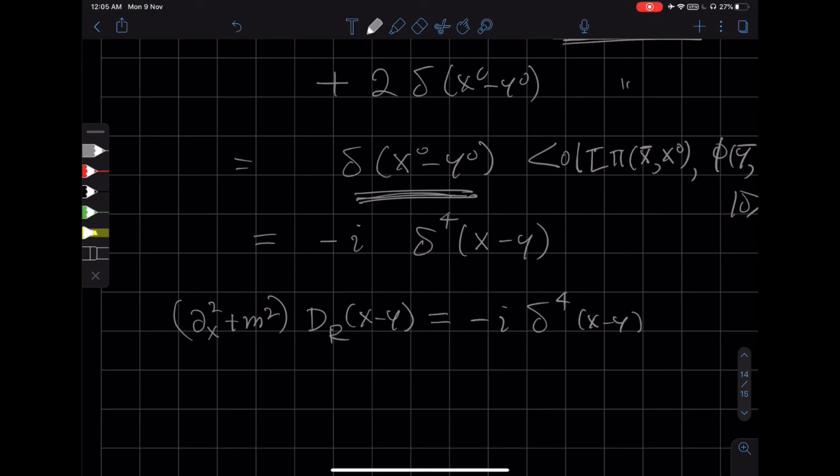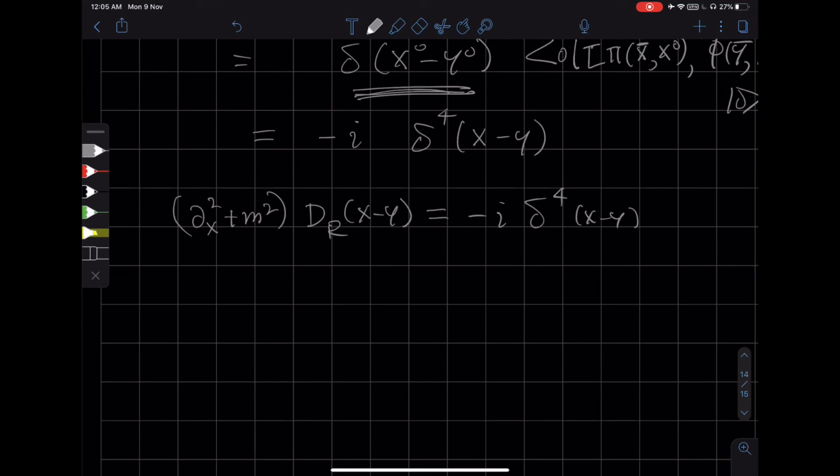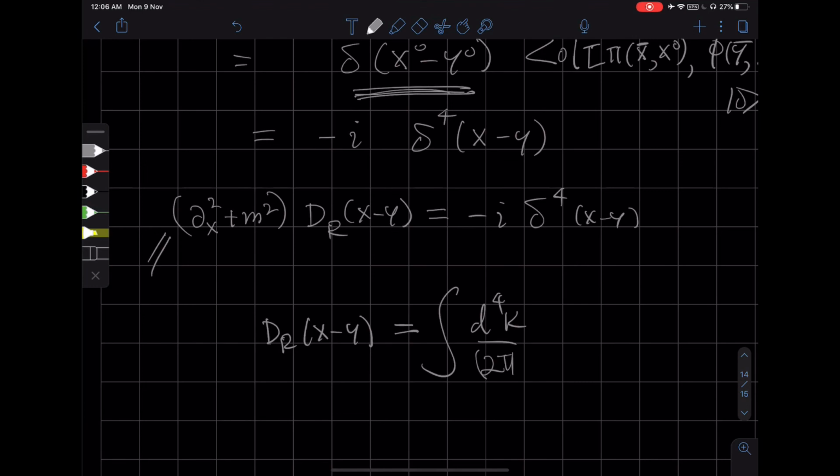Now there's another way to find the retarded propagator, and that is to start with this equation of motion and solve it. So what we do is take the Fourier transform. Suppose we didn't know what D_R was; we can write this as a four-dimensional Fourier integral, like this. So now D tilde is the kernel.